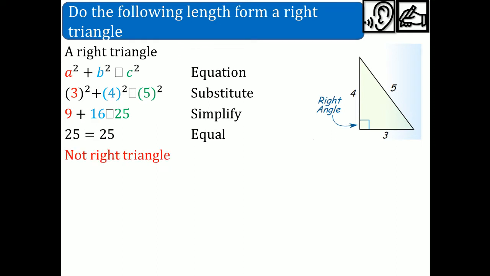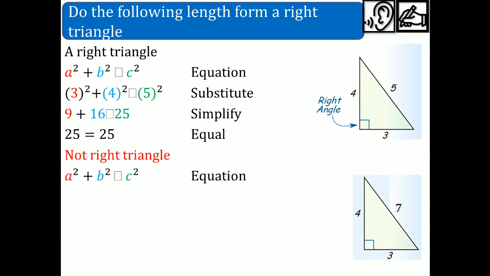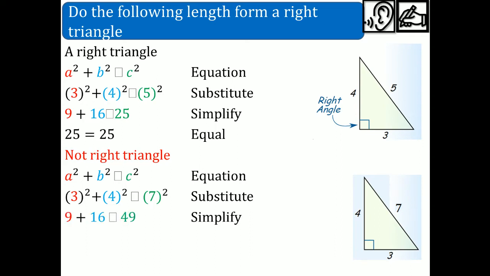Next, this is not a right triangle: 4, 3, 7. Let me show you. Here's your equation. Again, I put a box here because I don't know if it's equal or not equal. I make the substitution. 3 squared plus 4 squared, box, 7 squared. 9 plus 16, because 3 squared is 9, 4 squared is 16, and 7 squared is 49. 9 plus 16 is 25. The right hand side is 49. Notice, it is not equal.